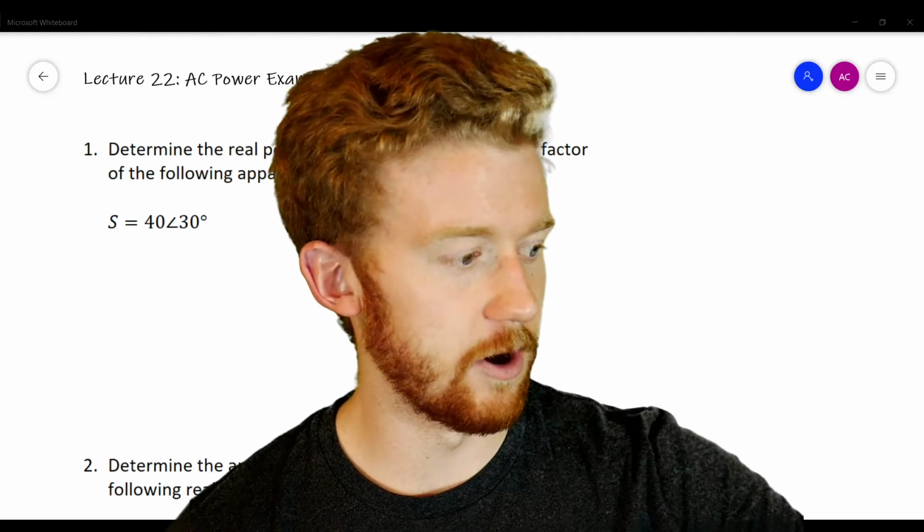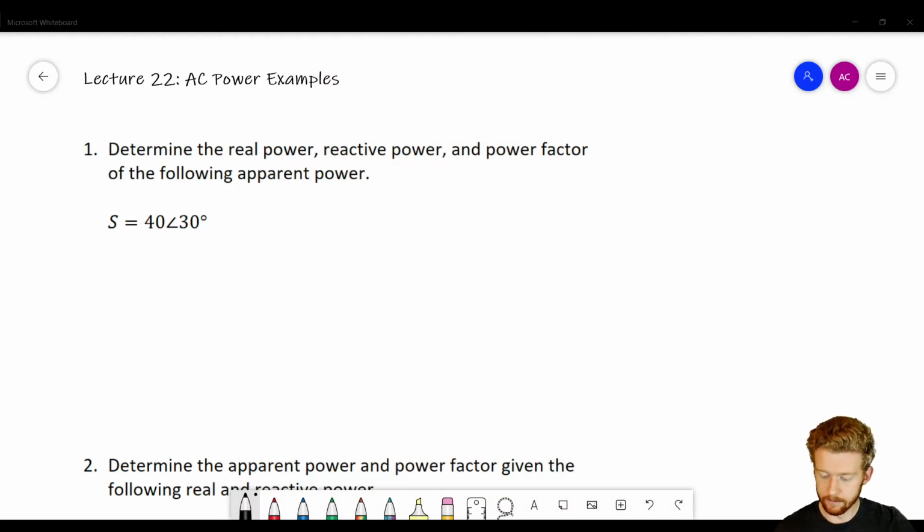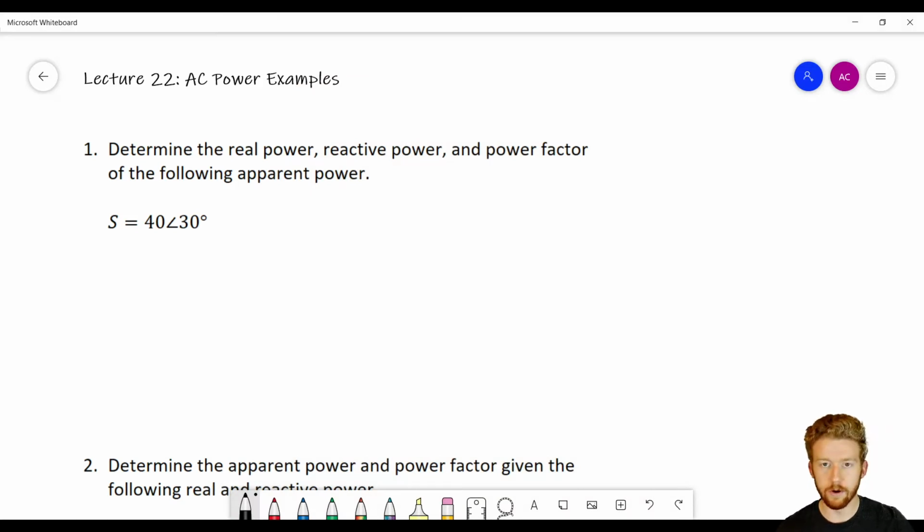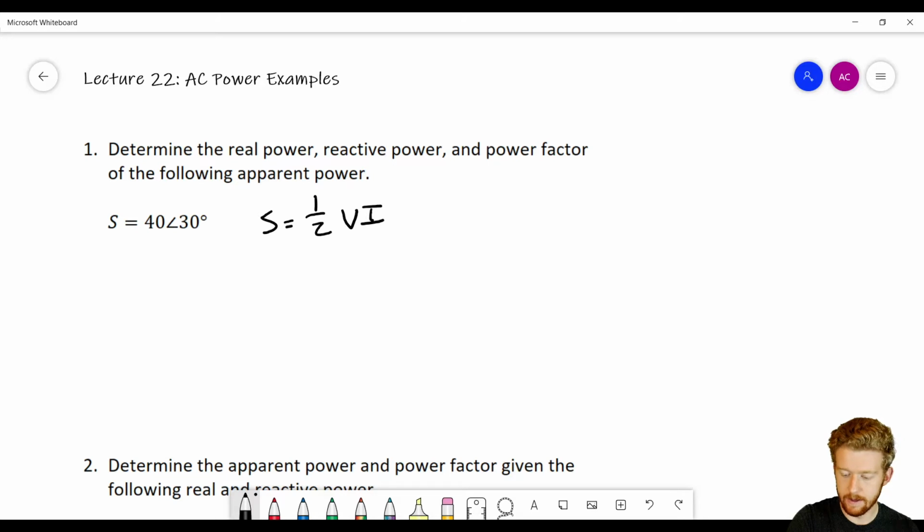Okay, so let's go ahead and get started with our first conceptual problem. So up here, we've got determine the real power, reactive power, and power factor of the following apparent power. Now remember, apparent power is the formula S is equal to 1/2 V I conjugate. Now, if you don't know why we have that 1/2, or why we have that conjugate, go back, watch my previous video because I explain it in more detail there. So this is a complex value, so it's going to have a magnitude and a phase. The magnitude is 40. The direction is 30 degrees.